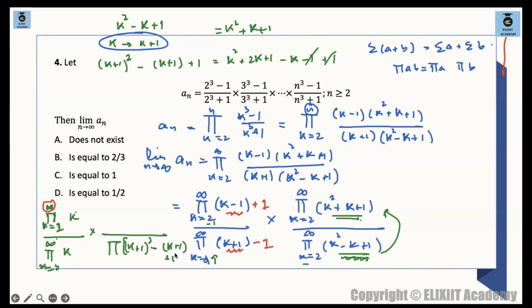Now plus 1 tha na, minus k plus 1. We are increasing k by 1 unit, so we have to decrease k by 1 unit. So this will start from k is equal to 1 to infinity. And similarly, product of k is equal to 2 to infinity, this will remain as it is. We won't change this thing. This is a standard quantity. K square plus k plus 1 is basically loved by all students. It is something which we face quite often, right?